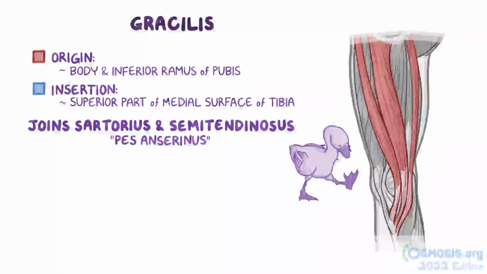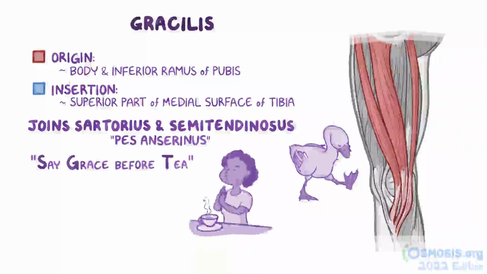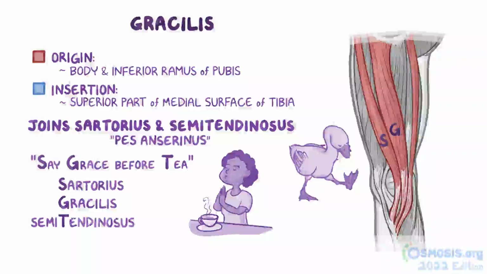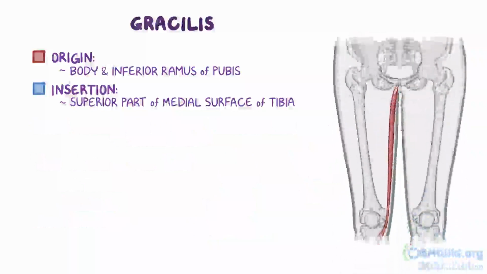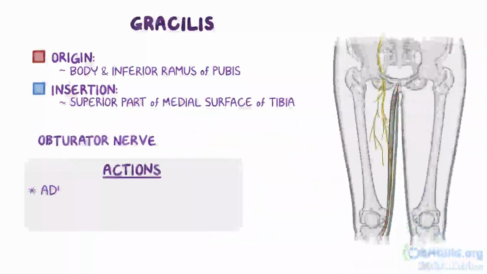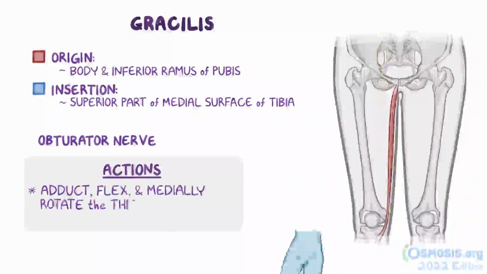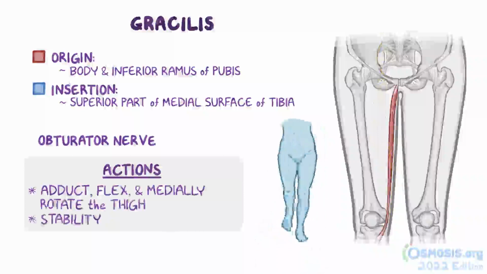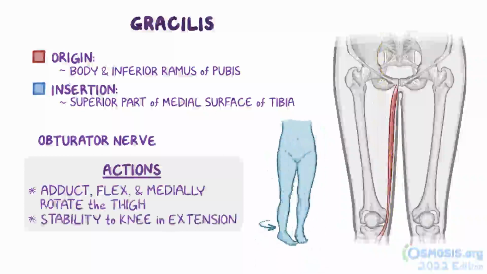Pes anserinus inserts on the superior part of the medial surface of the tibia, and you can actually use the mnemonic "say grace before tea" to remember the order of their insertion on the tibia. Sartorius is the most anterior of the muscles, followed by gracilis, and then by the semitendinosus, which is the most posterior muscle of the pes anserinus. And finally, gracilis is supplied by the obturator nerve and acts to adduct, flex, and medially rotate the thigh, as well as add stability to the medial aspect of the knee in extension.